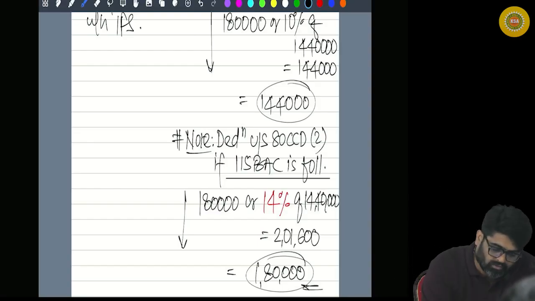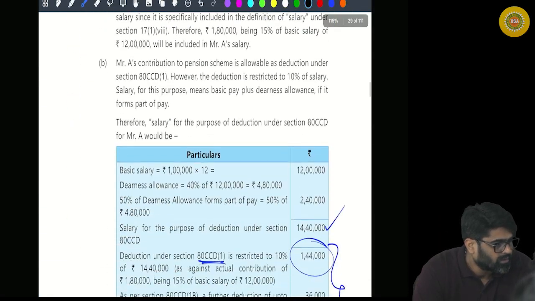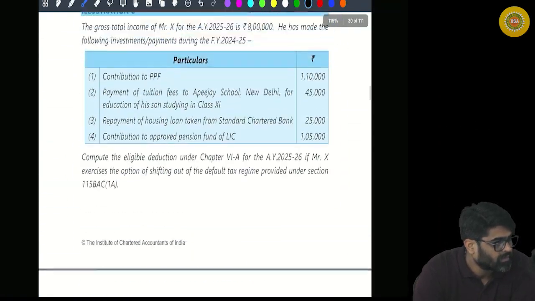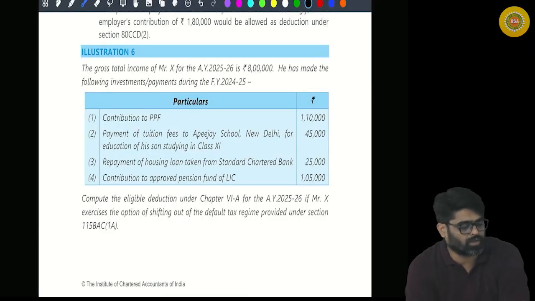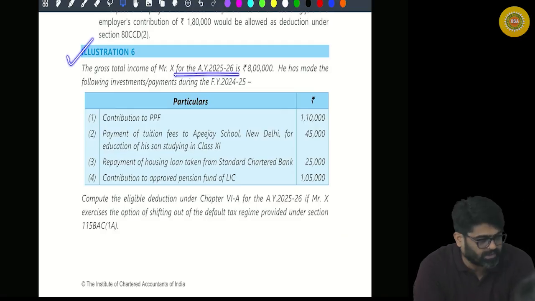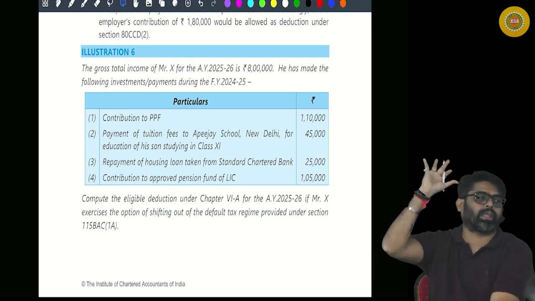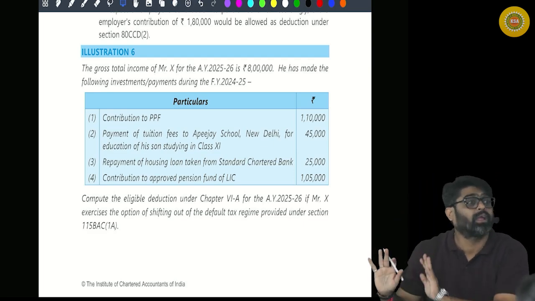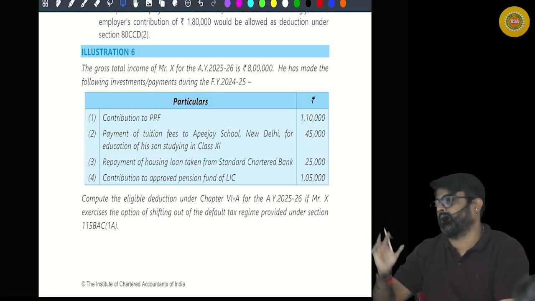Now, let's pay attention to the next part. Sixth one. Now the gross total income of Mr. X for the assessment year 25-26 is how much? You have to say thank you 1,000 times to the examiner if he becomes so kind.